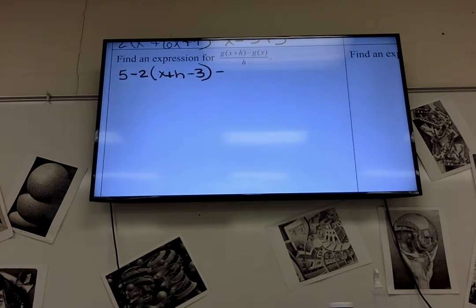Then we minus, now again, minus sign should make you think, oh, I've got to put a bracket because everything behind here I'm going to have to subtract. Then just g of x. g of x is 5 minus 2, parentheses x minus 3. And then it's all over h.